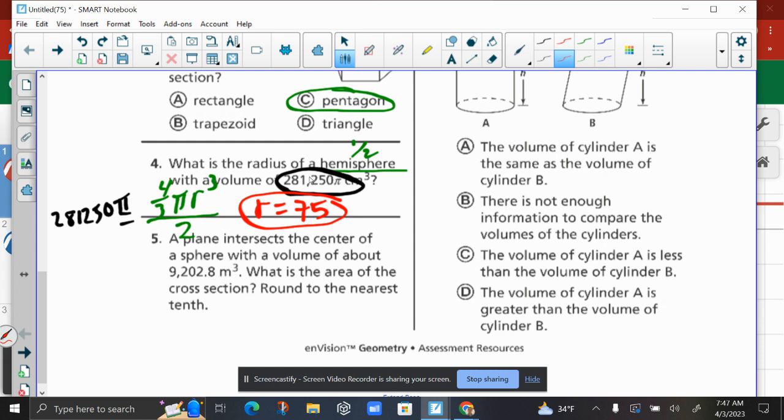So guys, make sure the only thing really tricky is the hemisphere. I had to divide the sphere equation by 2. And then we let Desmos do the work.